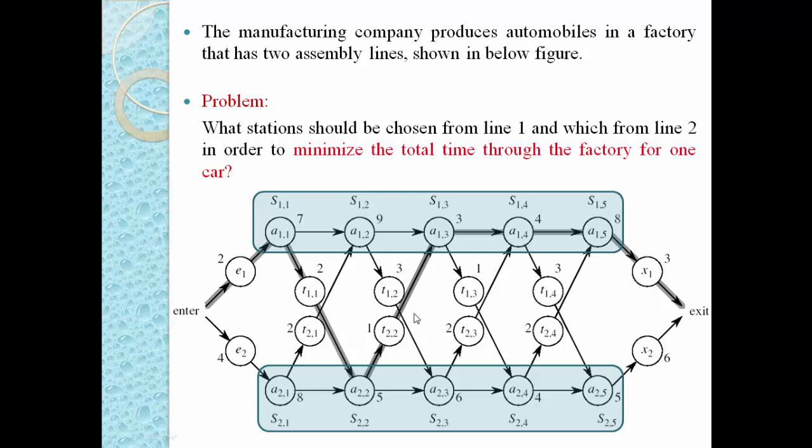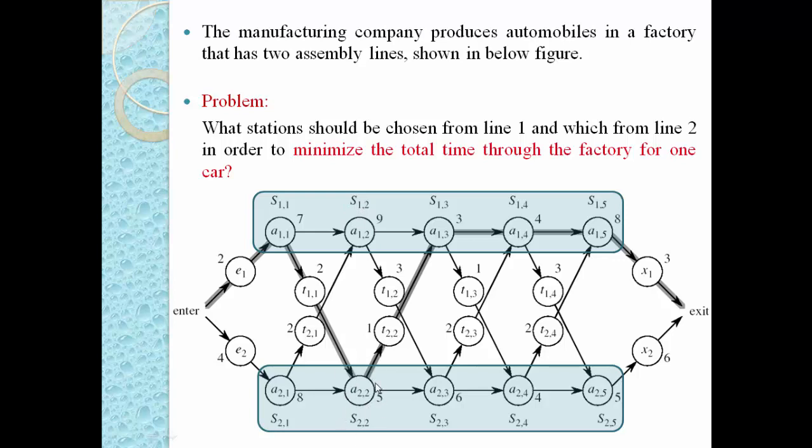Now we have to pass our car to station number 2. So now we have two options. We can use station number 2 of line number 1 or line number 2. As we discussed, station 2 of line number 1 and line number 2 both have the same work. So either we can choose the station number 2 of line 1, or the station number 2 of line 2.